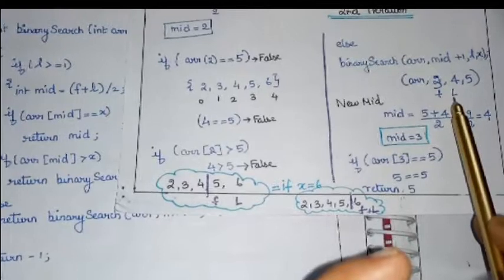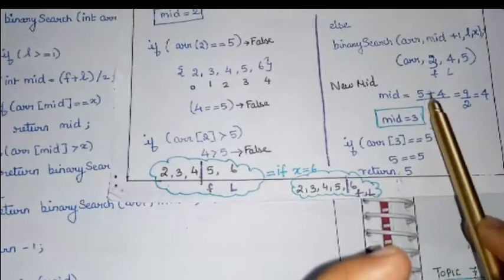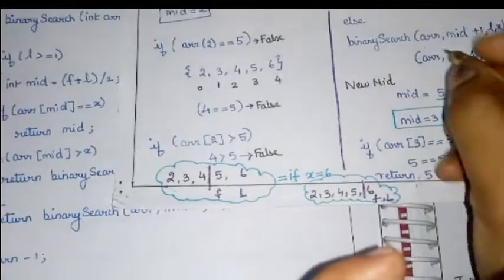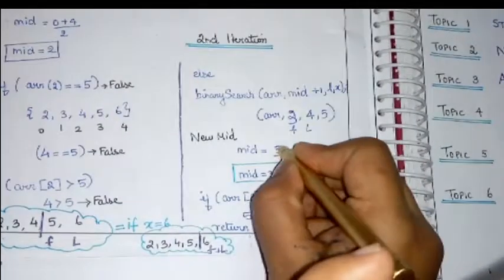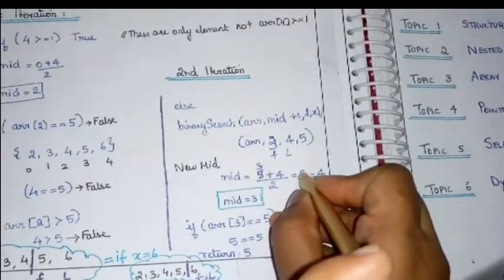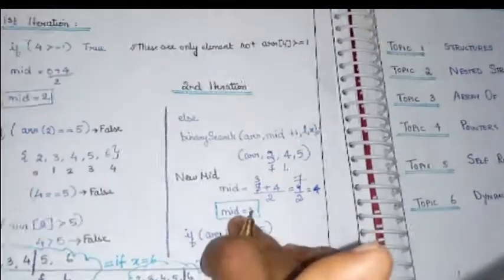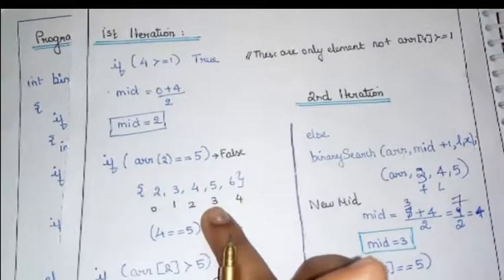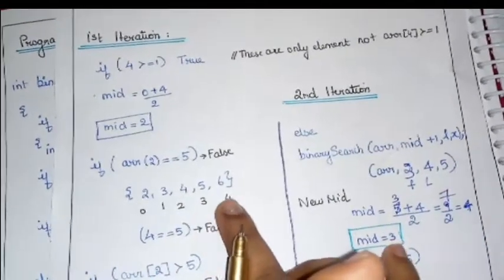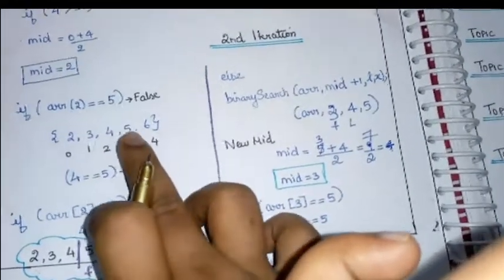Okay, mid plus 1, 2 plus 1 is 3. 3 plus last element 4, divided by 2, is my mid. I mean, this is wrong, right? Is it not? Which is equal to 3 plus 4, is it not? 3 plus 4, which is 7. 7 by 2, which is 3. So my new mid is 3. What is mid now? Mid is 3. When I place it as array of 3, it points to this fifth element.